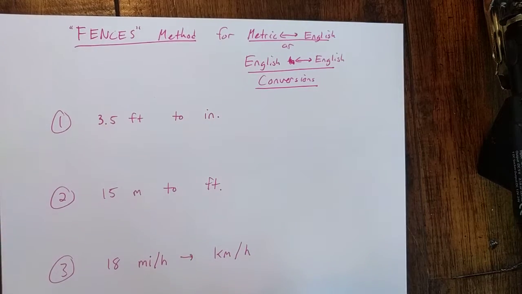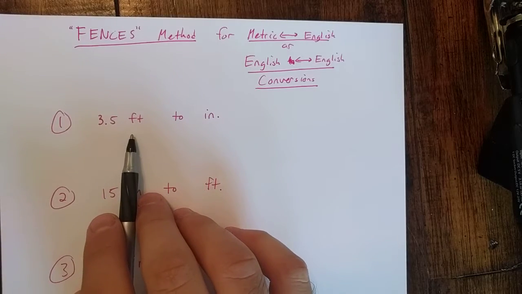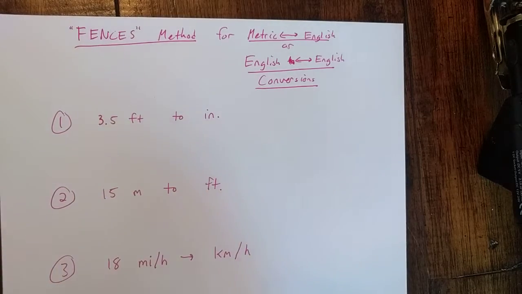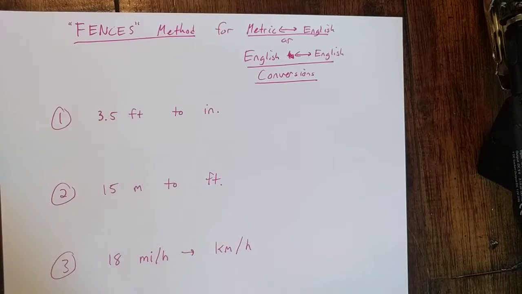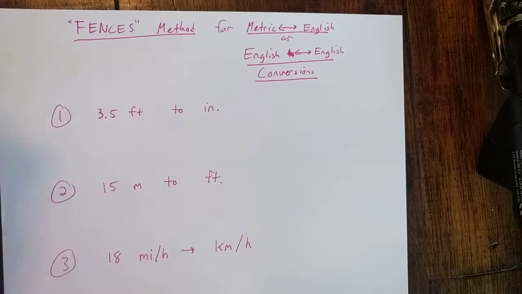In this video, we're going to learn how to use the fences method for metric to English or English to English unit conversions. We're going to be using the green sheet, but we're going to use the table to the top left that has English to English and English to metric conversion numbers on it. The fences method is simply a framework for writing down fractions in order to convert from one unit to another.